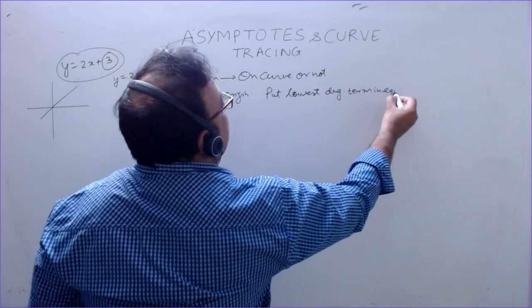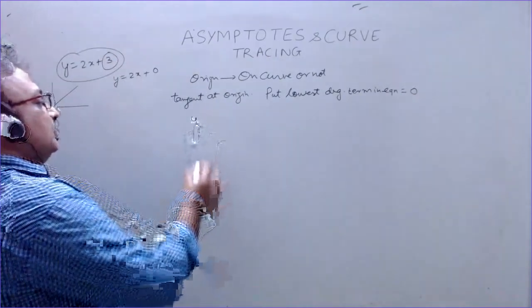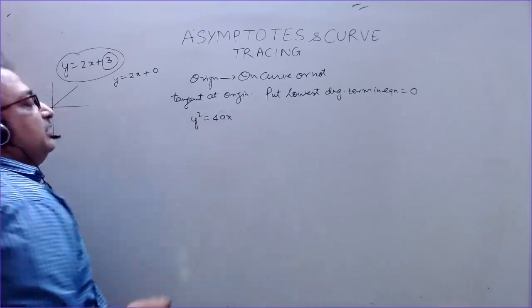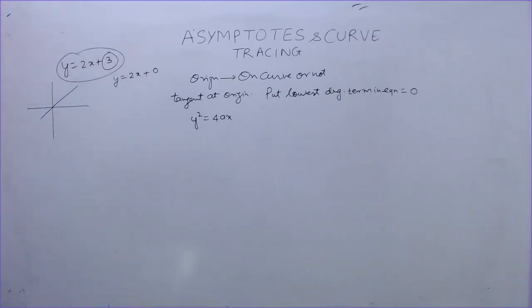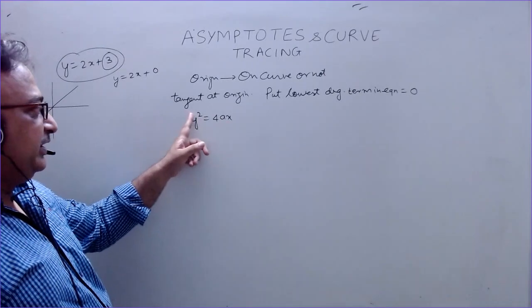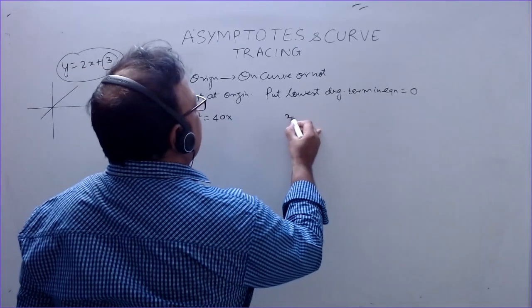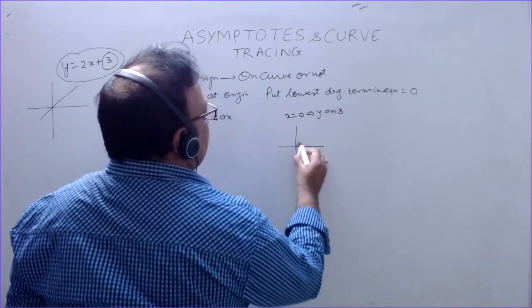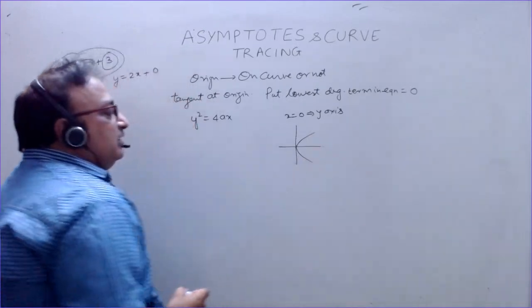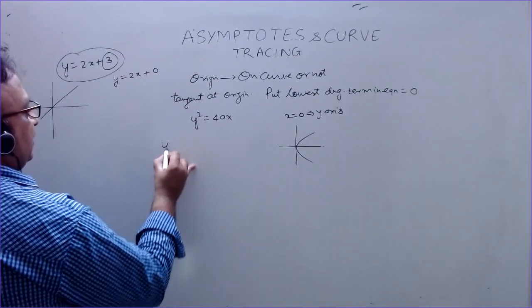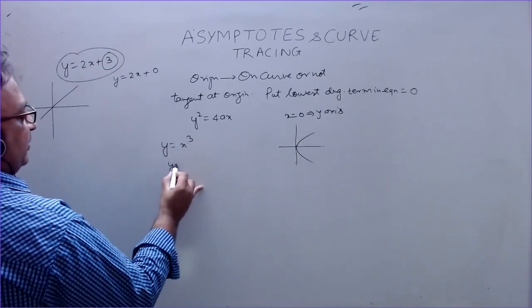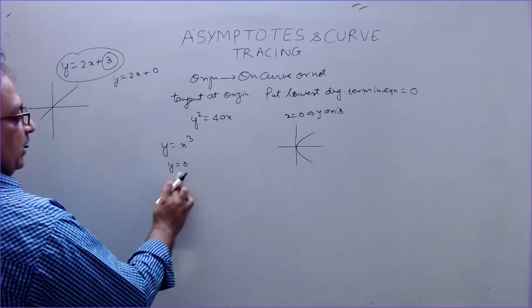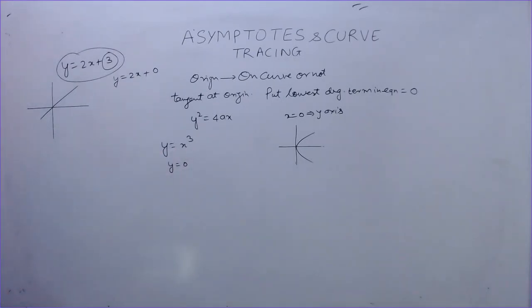Suppose y square is equal to 4ax. This is a parabola, and it has no constant term, so it is passing through the origin. What is the lowest degree term? The lowest degree term is x. y square has degree 2, x has degree 1. So if I put x equal to 0, that means the y-axis is a tangent. So this is the shape. At the origin, the y-axis is the tangent to the curve. Similarly, if I write y equal to x cube, the lowest degree term is y, and this is passing through the origin. y equal to 0 means the x-axis will be the tangent to the curve.